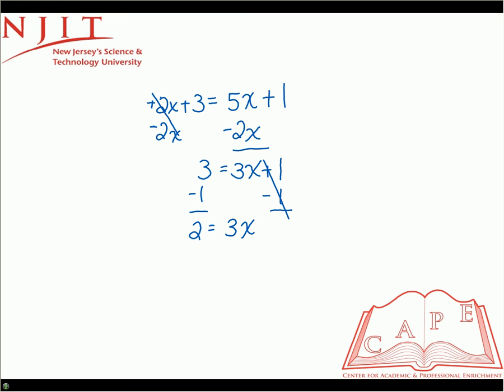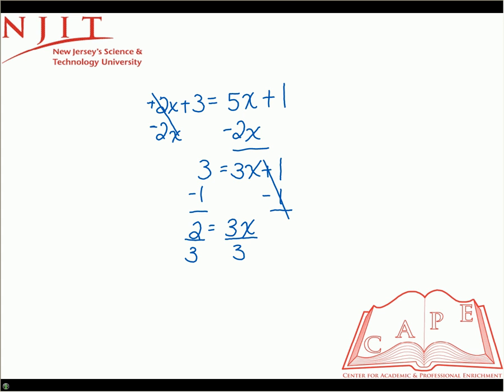And we can't have that. We need to have the x completely by itself. So a 3 times an x is clearly multiplication, so the opposite operation would be division. So we're going to divide both sides of the equation by 3. So we're going to divide by 3 here, and divide by 3 here.